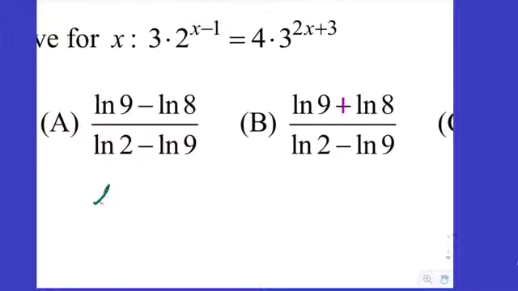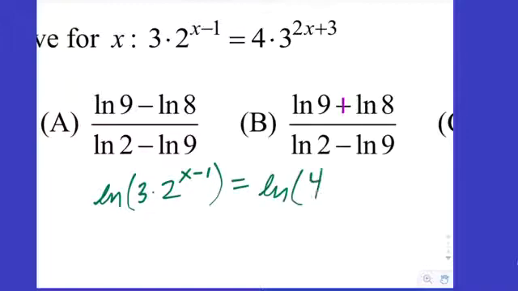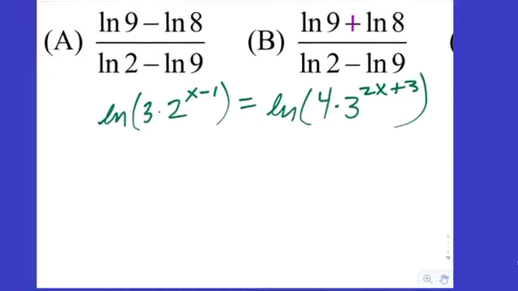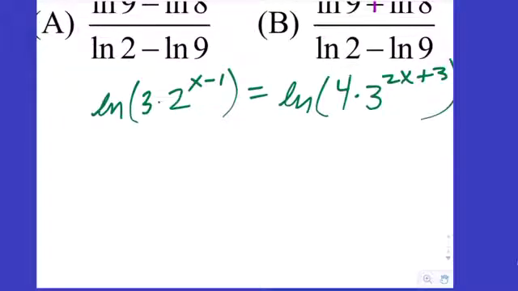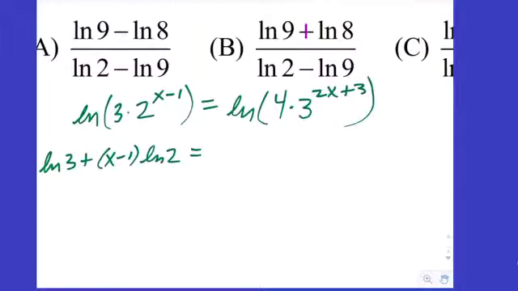You take the natural log of both sides: the natural log of 3 times 2 to the x minus 1, and then the natural log of the right side, 4 times 3 to the 2x plus 3 power. Now you've got to expand it. So every factor gets a natural log, exponents out front. So we get the natural log of 3 plus the quantity x minus 1, natural log of 2. There's the left side. The right side, the natural log of 4 plus, bring the exponent out front in a quantity times the natural log of 3.